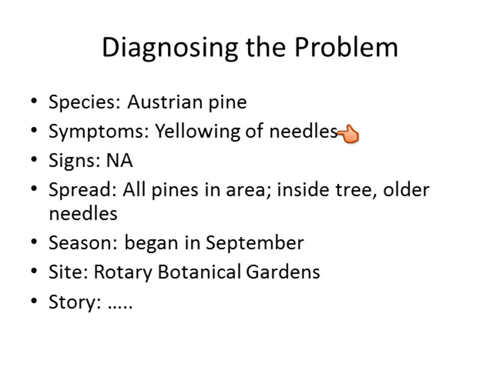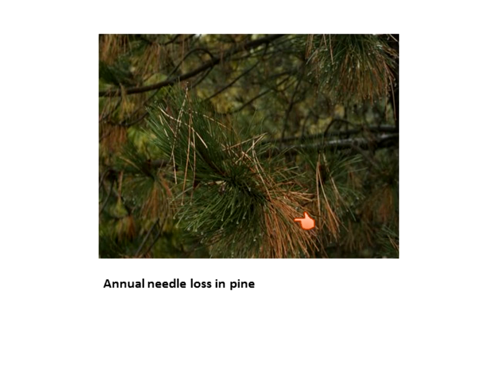So, another pine problem. Here we're talking about an Austrian pine, and yellow needles were brought in. Oh my goodness, the needles on my Austrian pine are turning yellow. Well, if you're familiar with Austrian pines, they've got all sorts of problems. We've planted way too many of them, and there are all these disease and insect problems that can cause the needles to brown and the whole tree to die. The spread was all the pines in an area, on the interior of the tree, so it was only the older needles changing color. The season was September, the location was Rotary Gardens, and the situation was seasonal needle loss.